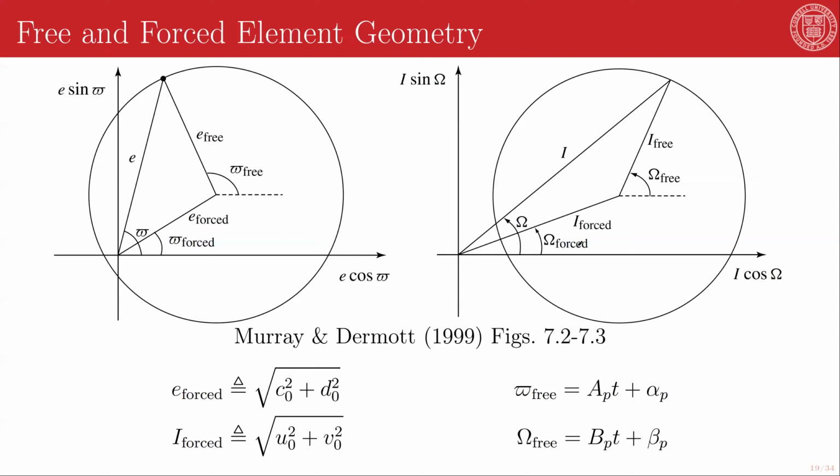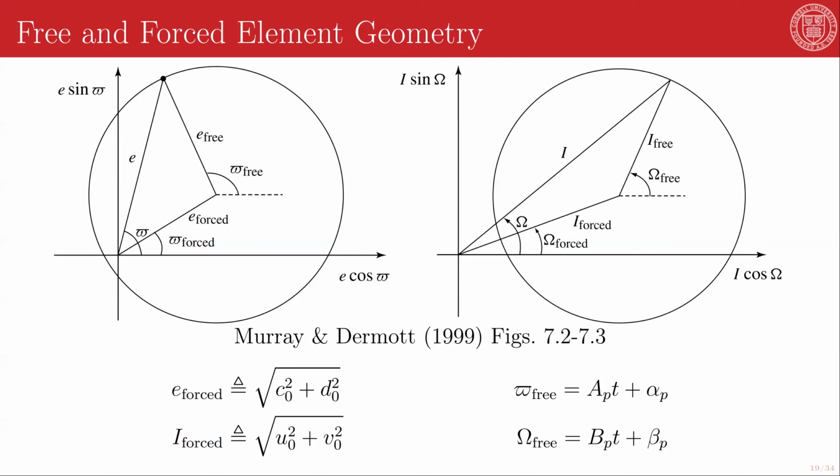And the exact same thing is true for the inclination. The particle's true inclination orbits in the UV plane, alternatively the I cosine omega, I sine omega plane, at a constant rate BP about the point U naught, V naught. It's important to note that neither of these paths necessarily encircle the origin. These are arbitrary renderings from Murray and Dermott. In this case, the relationship is E free being larger in magnitude than E forced, and in this case, I free being smaller in magnitude than I forced. But the actual locations of these paths are given entirely by the specific initial conditions of the system.